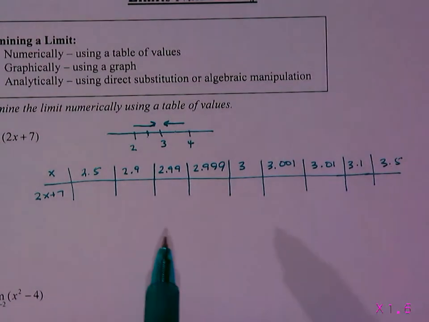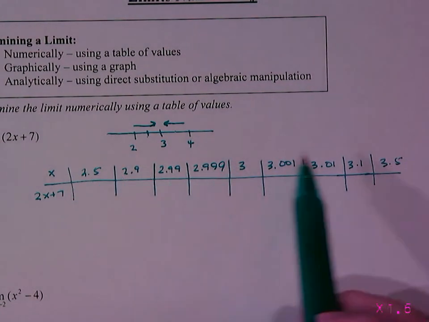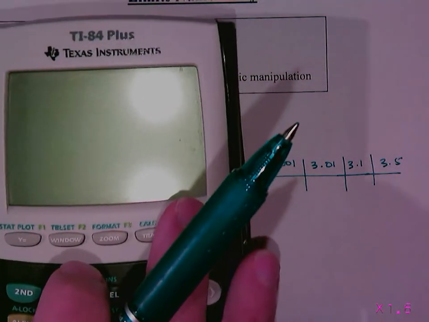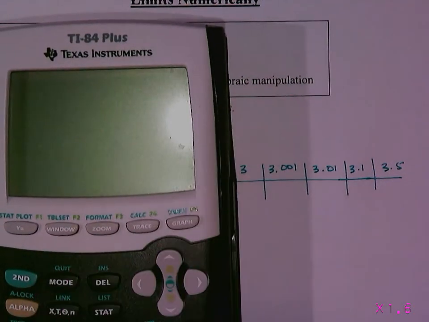And these are getting closer, so if I'm coming from the left, I'm getting closer to 3. If I'm coming from the right, I'm getting closer to 3. And then I'm just going to plug all these values. I'm going to put 2.5 into x. And the quickest way to do this is to use a calculator.